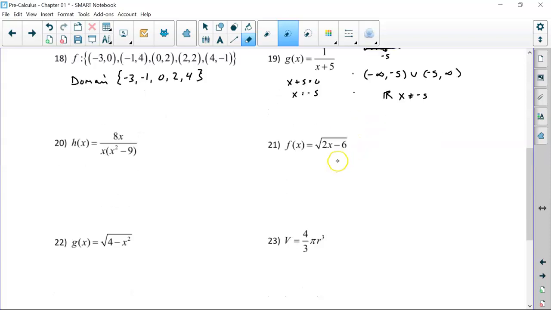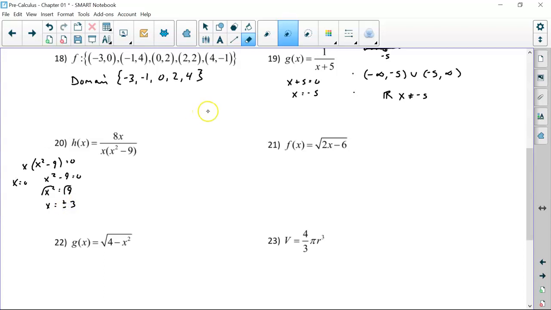Number 20. Now in number 20, we're going to set our denominator equal to 0. X times x squared minus 9 equals 0. So we can factor this, or we could set each factor equal to 0. I'm going to do that. X equals 0, that's taken care of. And then x squared minus 9 equals 0. So we add 9, we get x squared equals 9. Take the square root of both sides, x equals plus or minus 3.